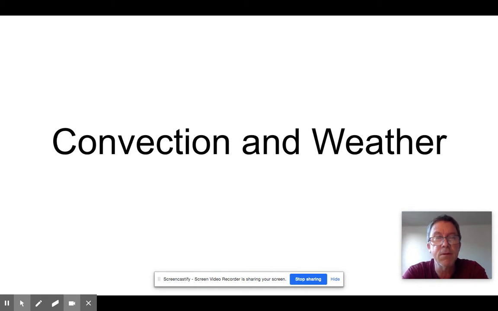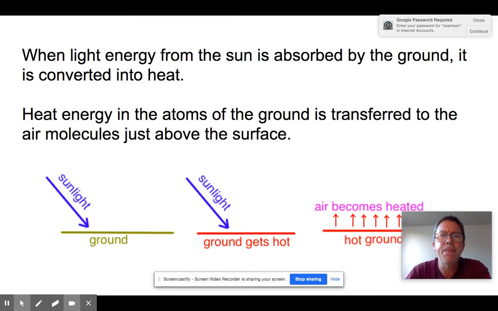How hard is the wind blowing? How much is it raining? Is it snowing? Is it sunny? And so on. And these all come down to this concept of convection, which I don't know to what extent you've studied in the past, but let's just go ahead and get on it.